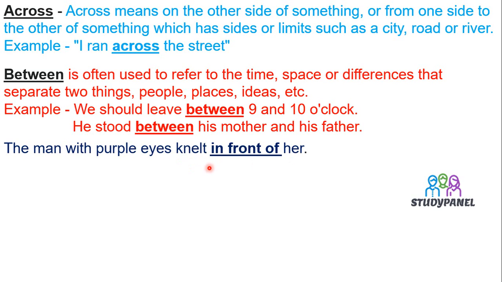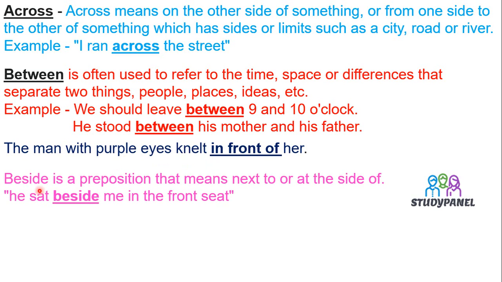See, what is the meaning of this? Knelt. Knelt is past participle or V3 form of kneel. Kneel means kneel down, जो हम लोग कहते हैं ना घुटनों पे बैठना, that is kneel, and this is past participle, so V3 form knelt in front of her. Let us move on to the next, beside. Beside is a preposition that means next to or at the side of.